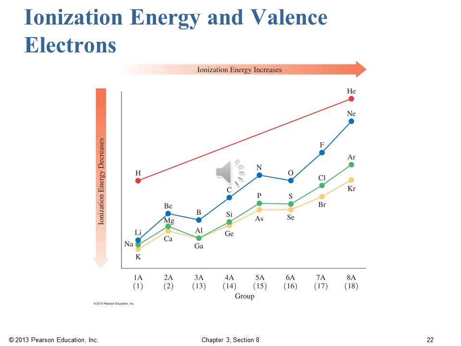I don't tend to ask about the exceptions, like comparing beryllium and boron, for instance, or nitrogen and oxygen. I tend to be interested in the overall trend, but it's important that you realize there are some exceptions, and that exceptional behavior tends to happen when you've either filled an orbital, like the s orbital here, or half-filled an orbital type, like the p orbitals.